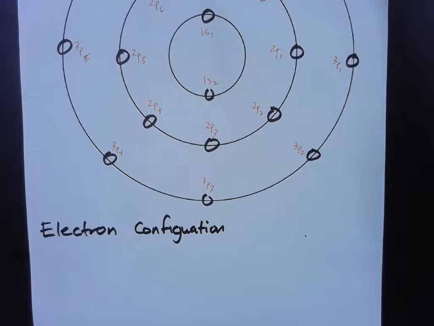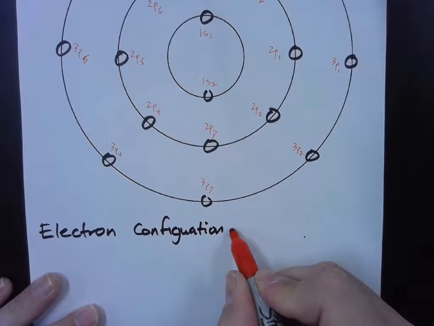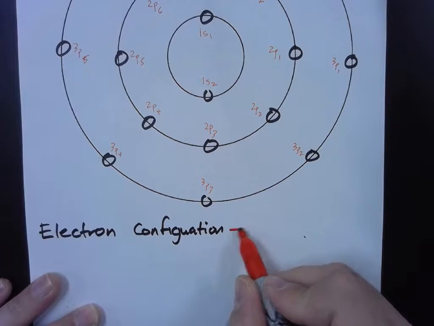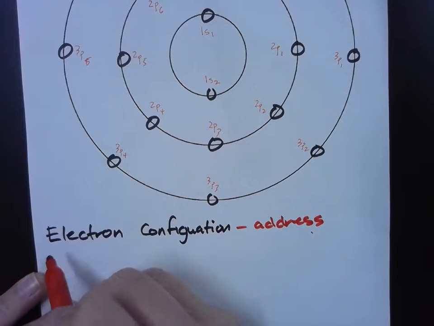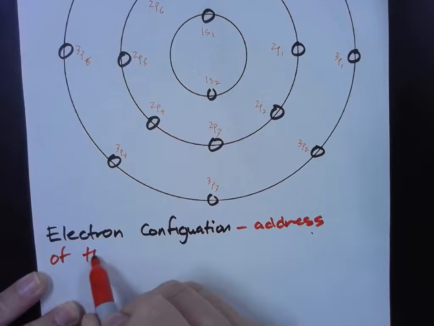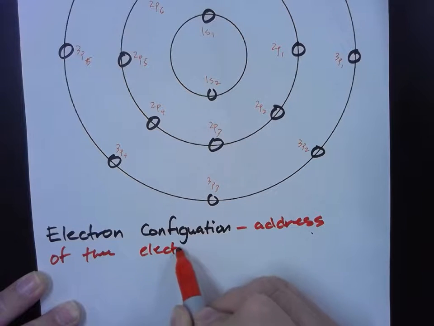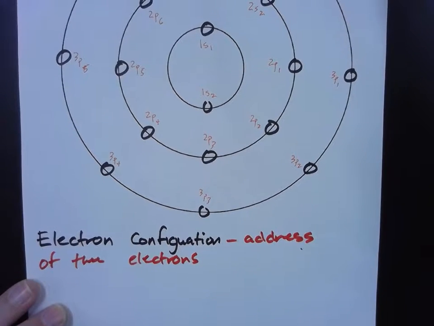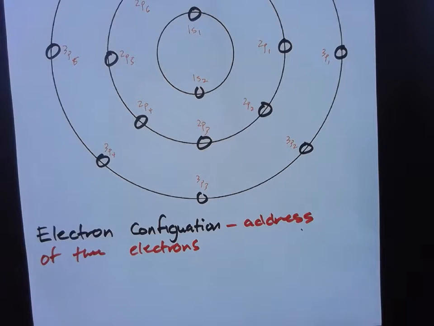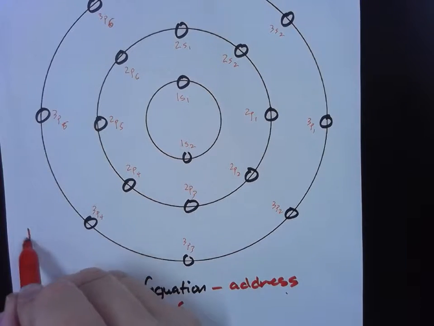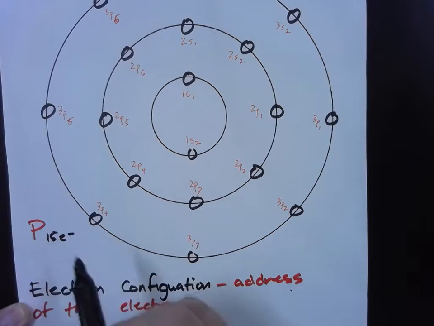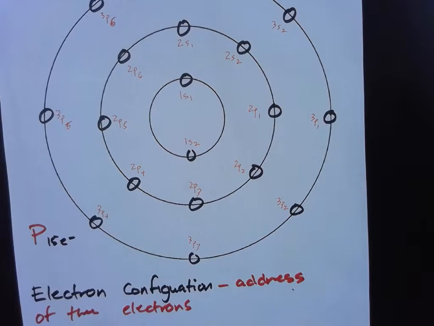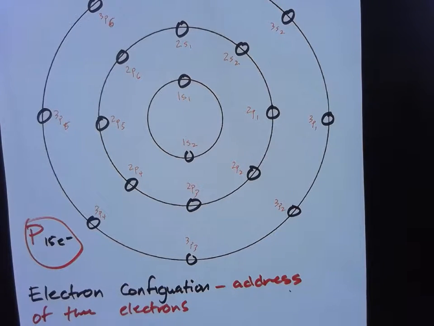Here's how I like to think about it. I like to think about it as the address of the electrons. This is like the electron's address. That's the electron configuration. And we're going to do phosphorus now, which is P, and it's got a grand total of 15 electrons. So we have to fill in 15 of these things.